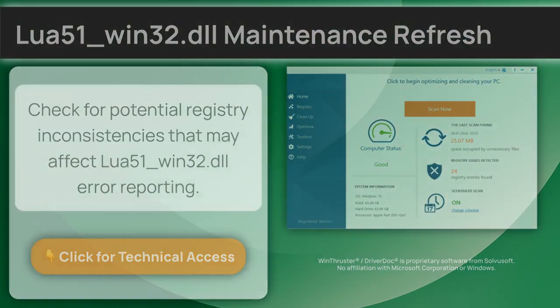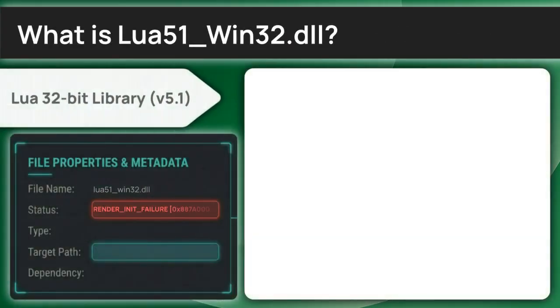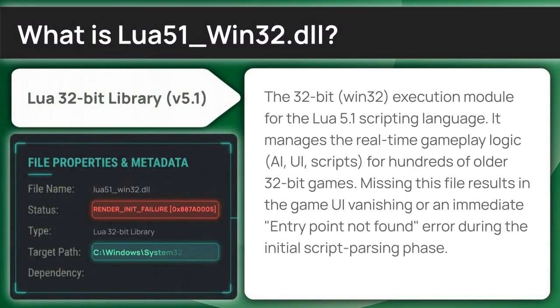This is the Lua 51 Win32, the 32-bit Win32 execution module for the Lua 5.1 scripting language. It manages the real-time gameplay logic, AI, and UI scripts for hundreds of older 32-bit games. Missing this file results in the game UI vanishing or an immediate entry point not found error during the initial script parsing phase. Let's transition to the solution, starting with the official Microsoft redistributable.